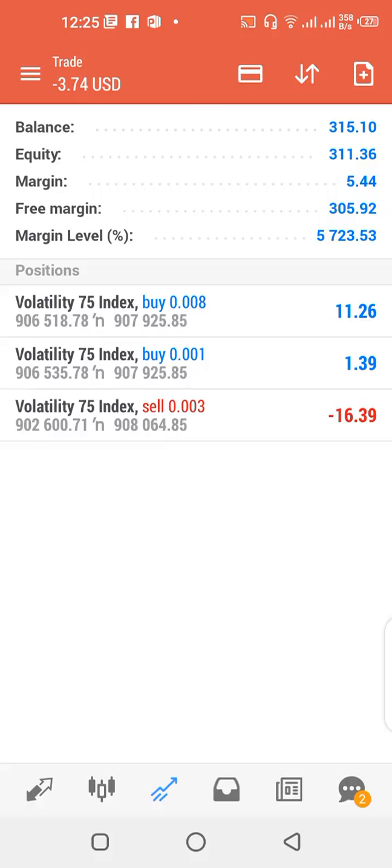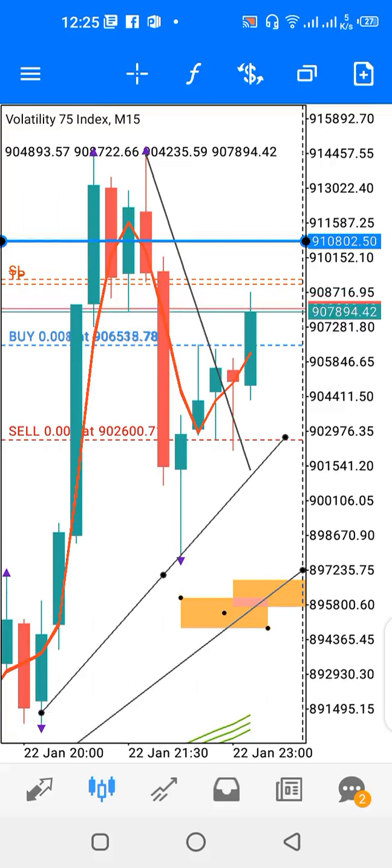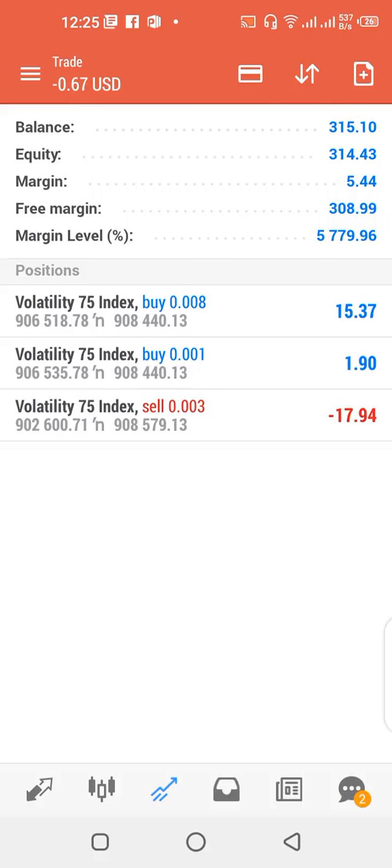So for an account balance of $300, you start using the Grail Edge strategy. Your starting lot size will be 0.001. If your account balance is minimum $600, then your starting lot size should be 0.002. We are at break even and it's on profit as price gets closer to our TP.